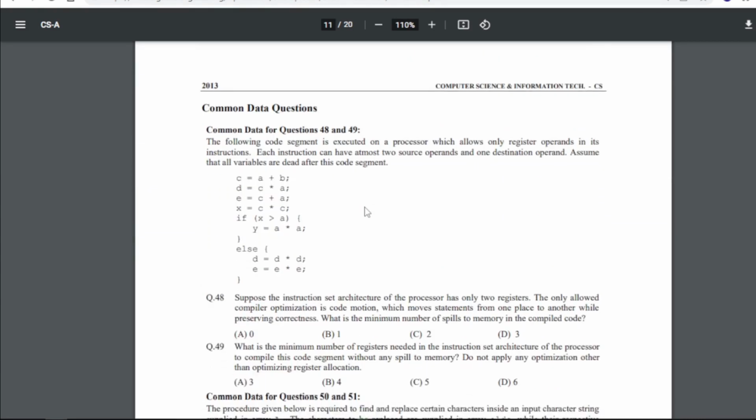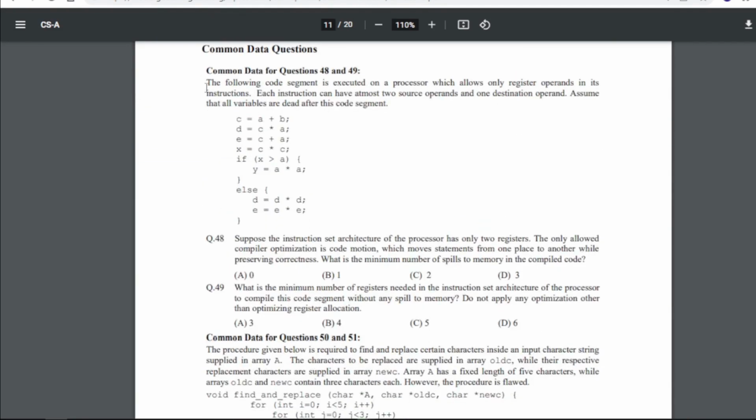Now coming to common data questions, right? So let's start, let's read the statement first. The following code segment is executed on a processor which allows only register operands in its instructions. Each instruction can have at most two source operands and one destination operand. Assume that all variables are dead after this code segment, right? C equals a plus b, d equals c into a, e x, and so on and so forth.